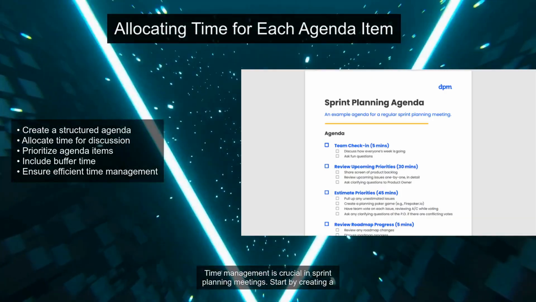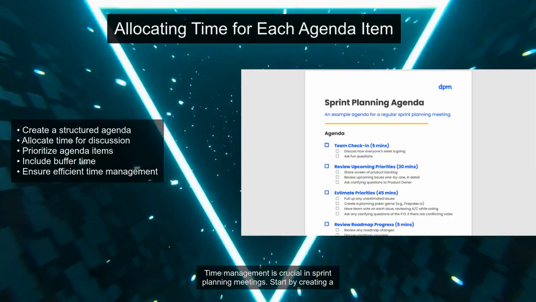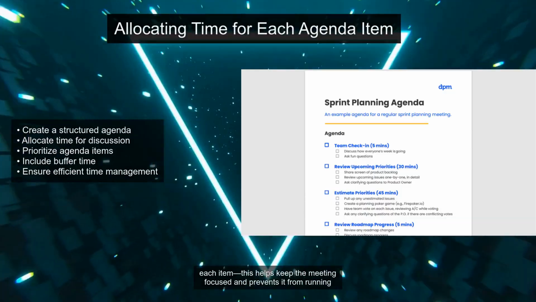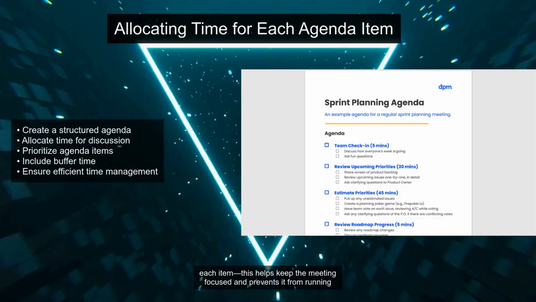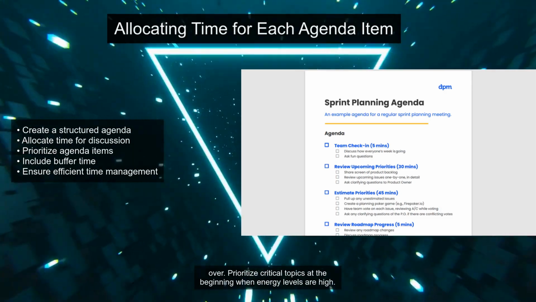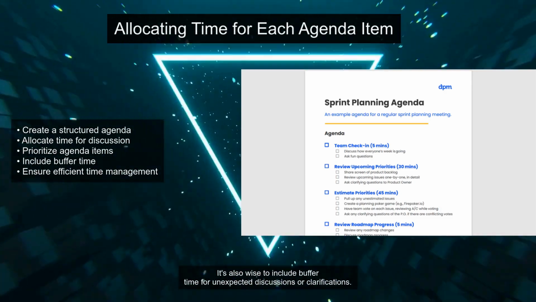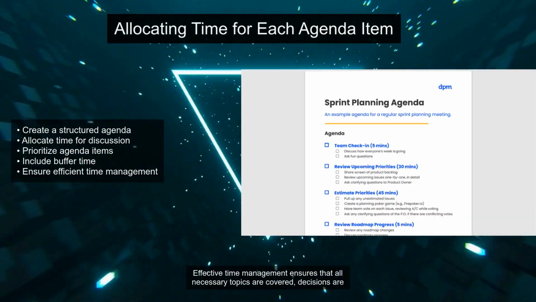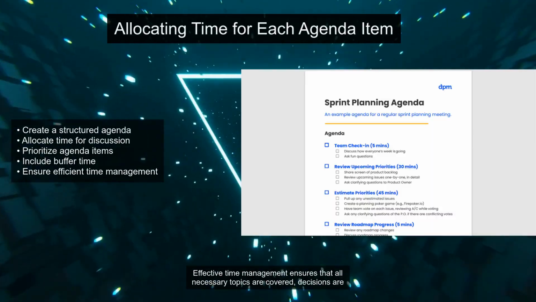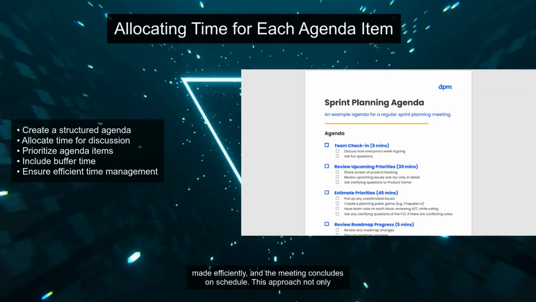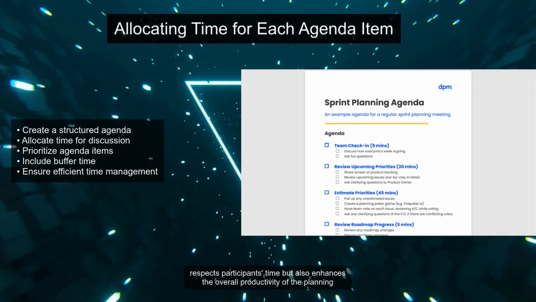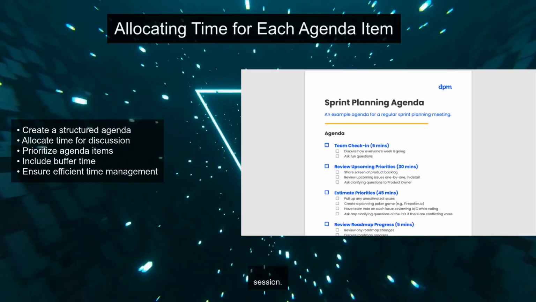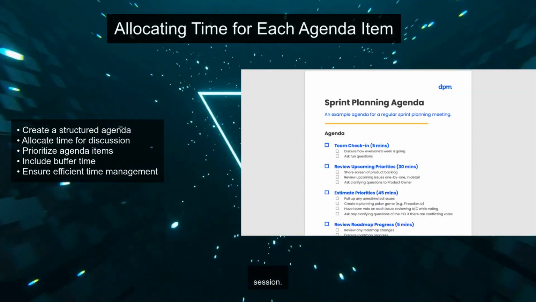Time management is crucial in sprint planning meetings. Start by creating a structured agenda that outlines each discussion topic. Allocate specific time slots for each item. This helps keep the meeting focused and prevents it from running over. Prioritize critical topics at the beginning when energy levels are high. It's also wise to include buffer time for unexpected discussions or clarifications. Effective time management ensures that all necessary topics are covered, decisions are made efficiently, and the meeting concludes on schedule. This approach not only respects participants' time but also enhances the overall productivity of the planning session.